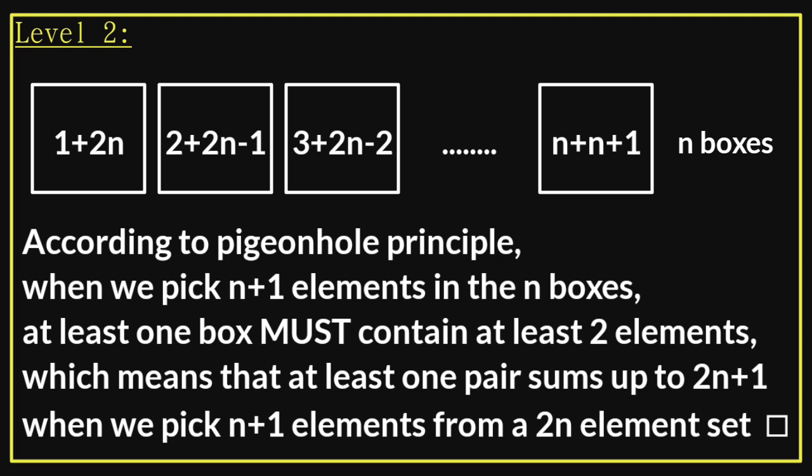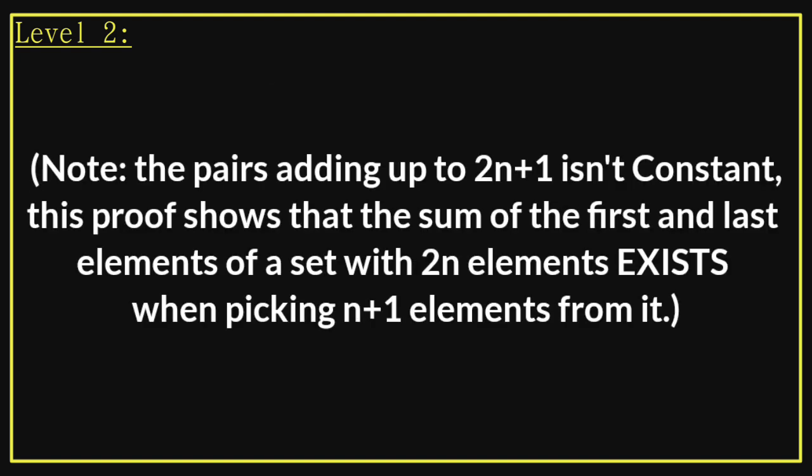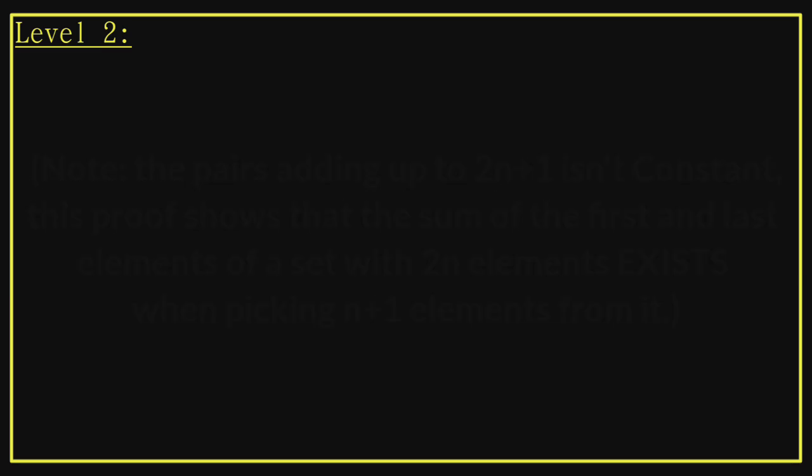So according to the pigeonhole principle, there must exist at least one addition that sums to 2n plus 1 when picking n plus 1 elements from a set with 2n elements, which completes our proof. Note, the pairs adding up to 2n plus 1 isn't constant. This proof shows that the sum of the first and last elements of a set with 2n elements exists when picking n plus 1 elements from it.